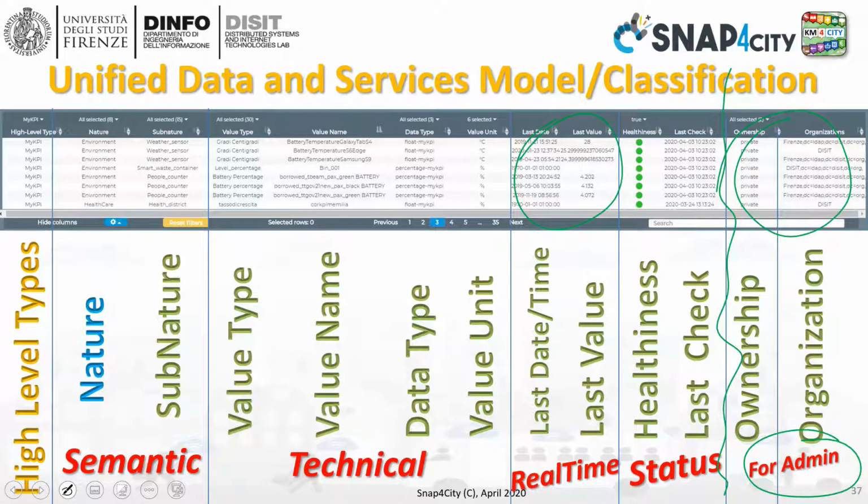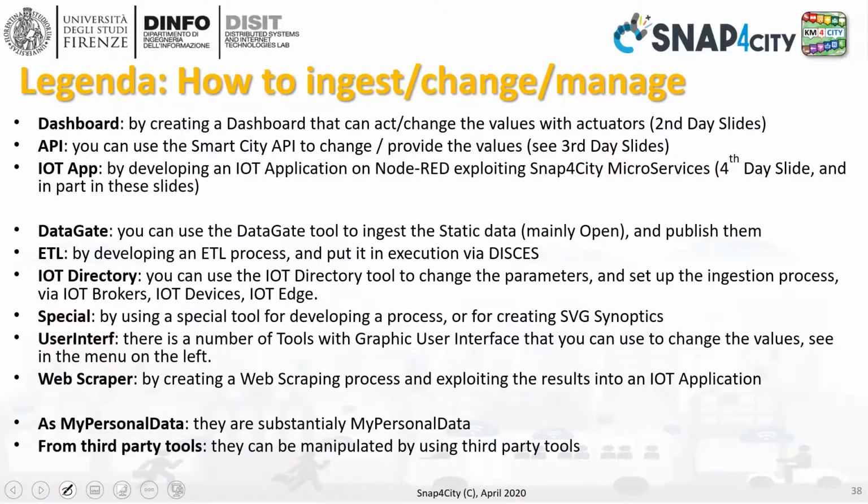Let me go back a little bit. For example, value type is degree of Celsius. Value name is battery temperature here. Data type is a float, and the value unit is centigrades. So it's possible to characterize each value precisely, along with the date and time of the last value received. So it's a very fine-grained mechanism to characterize each value that is going to enter your platform.